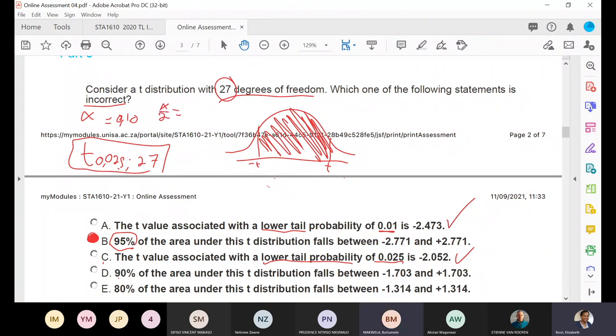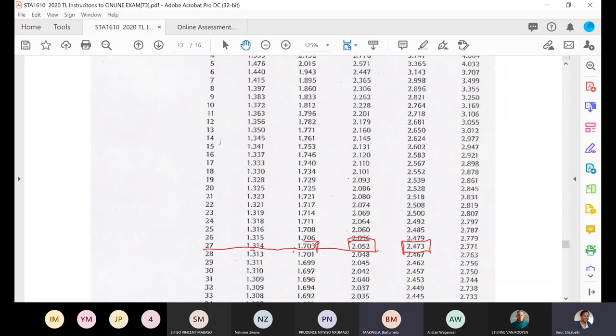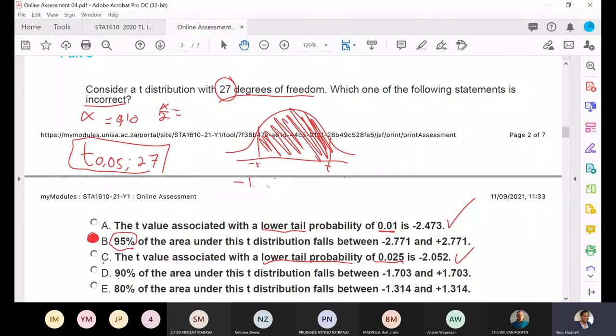It's 0.05. So now we need to take our alpha of 0.05 and 27 and go find the critical value. Where is 0.05? 1.703. So this side will be minus 1.703 and this side will be positive 1.703. Do we have that in the answers? Yes, definitely we do.